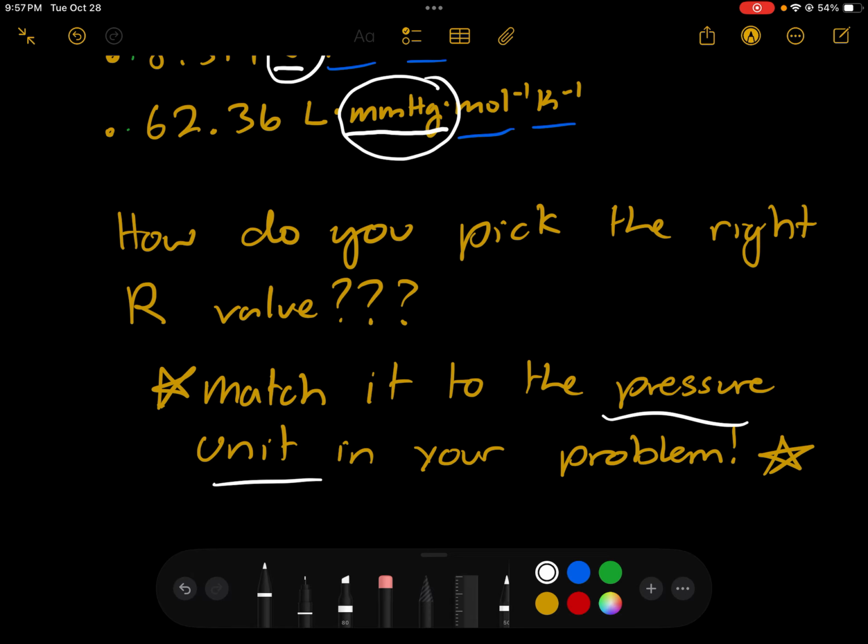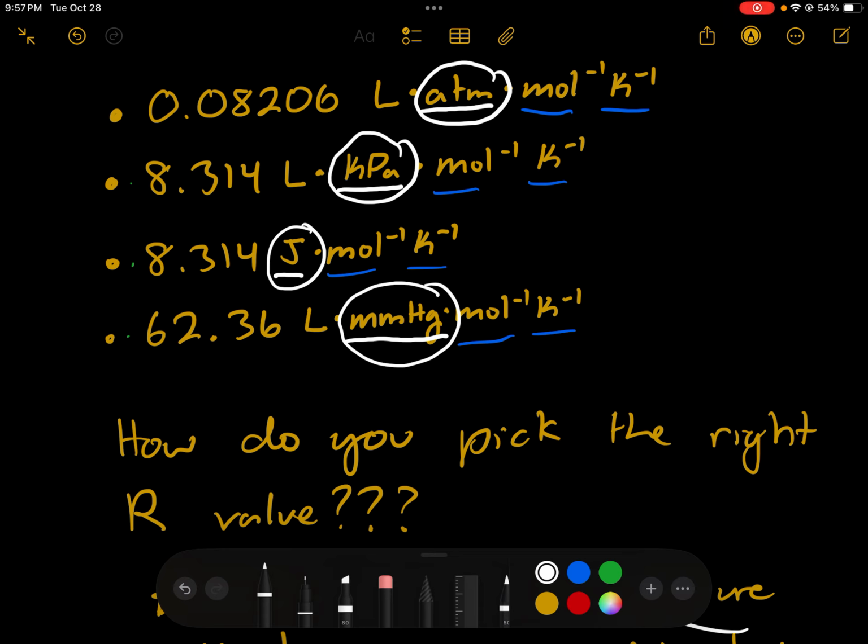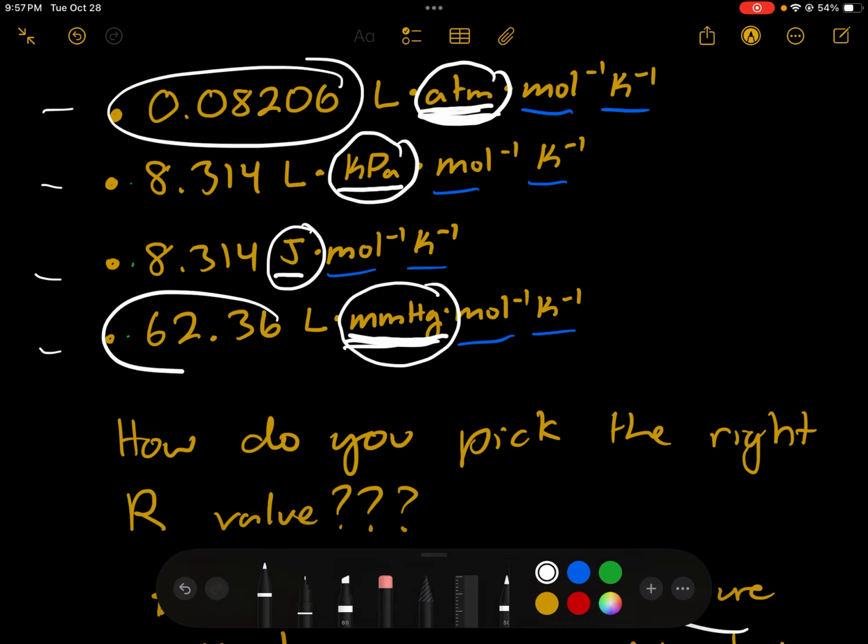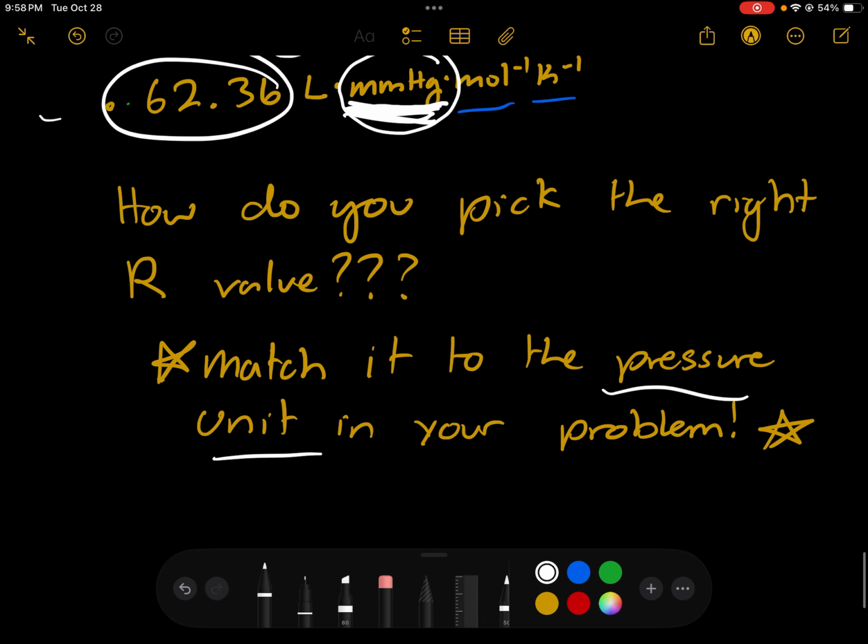Whatever pressure is given as, millimeters of mercury, kilopascals, atmospheres, you just have to match it to one of these R values. So if my pressure is in atmospheres in my problem, I should be using this R because this R has atmospheres in its unit. If my pressure is given to me in millimeters of mercury, then I should be using this R because it has millimeters of mercury in it as a unit. So when it comes time to do those gas laws and use those things, I will point this out again, but that's how you're going to pick the appropriate R value.